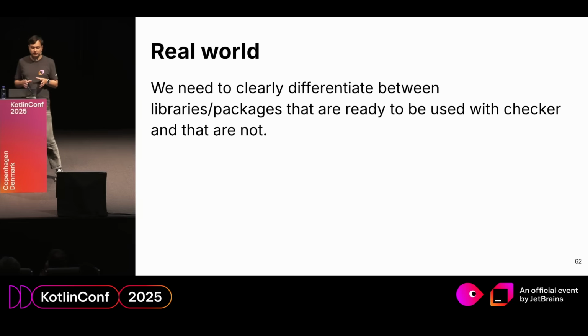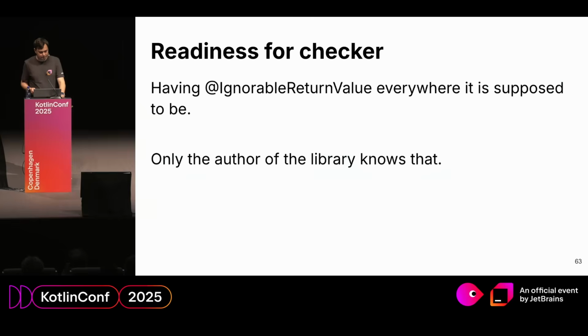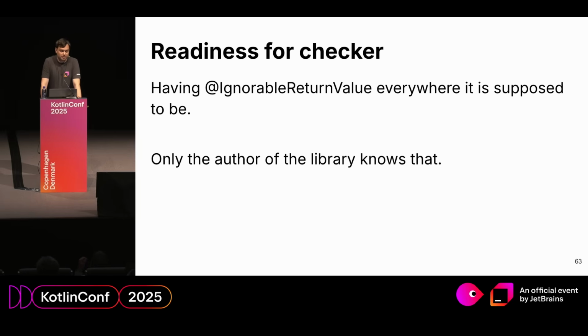So we need to clearly differentiate between libraries and packages that are ready to be used with the checker and those that are not. So when is the library ready for our unused return value checker? When it has ignorable return value everywhere it is supposed to be. So, like in my builder example, if the author annotates everything in the library that is ignorable, it can be safely checked by our new checker. And only the author of the library knows whether their library is ready or not. So they have to mark it somehow.